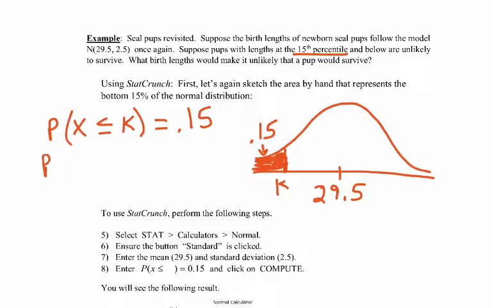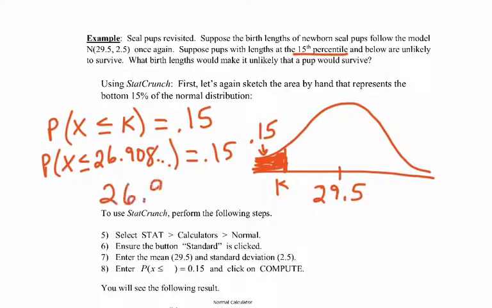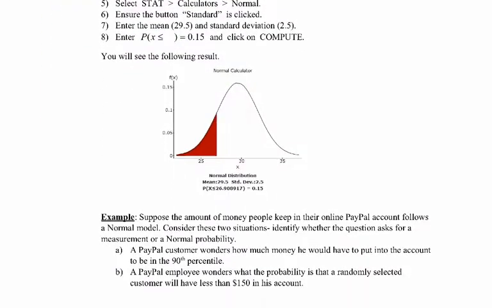StatCrunch is giving me an image that looks like this: 26.908 something equals 0.15. So the number I'm interested in is 26.9. So any seal pups that are born below 26.9 inches are unlikely to survive because they would be at that 15th percentile. Here's a picture of it. This is what the screenshot from StatCrunch would give you, and the number that you want is right there.